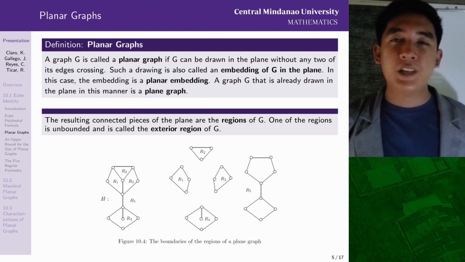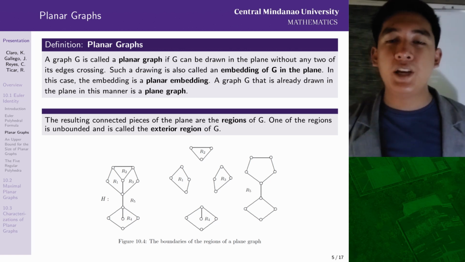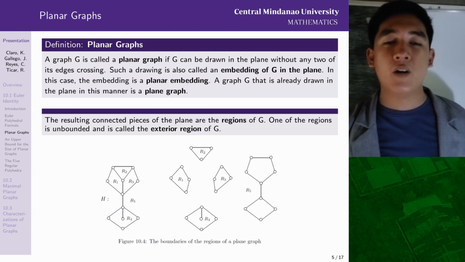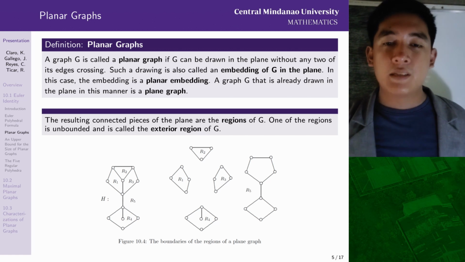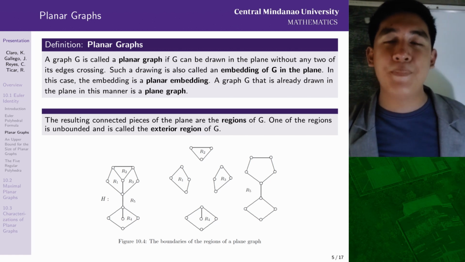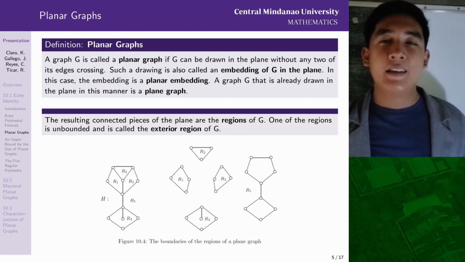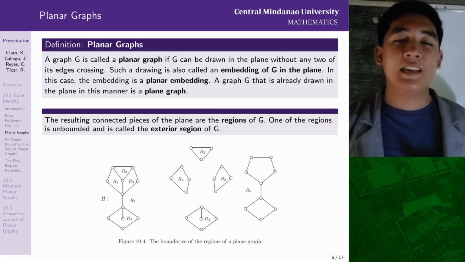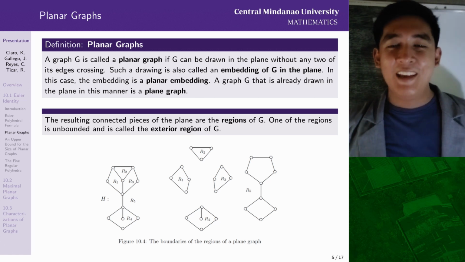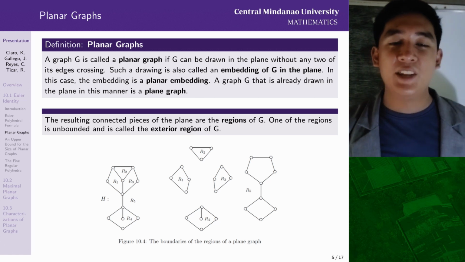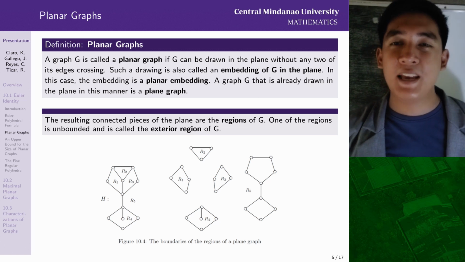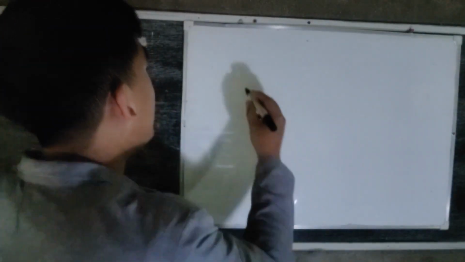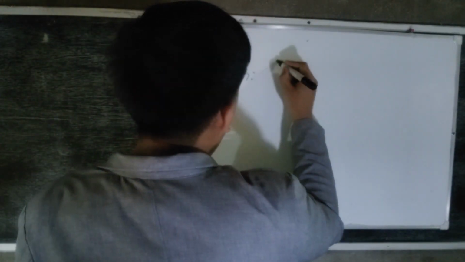Definition: a graph G is called a planar graph if G can be drawn in the plane without any of its 2 edges crossing. Such a drawing is also called an embedding of G in the plane. In this case, the embedding is a plane embedding. A graph G that is already drawn in the plane in this manner is a plane graph. Consider the graph K4.